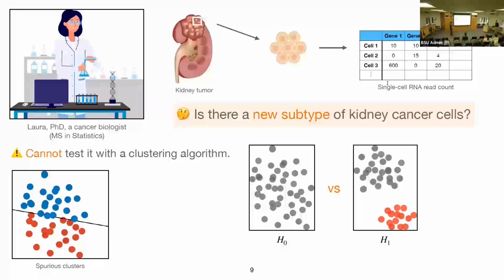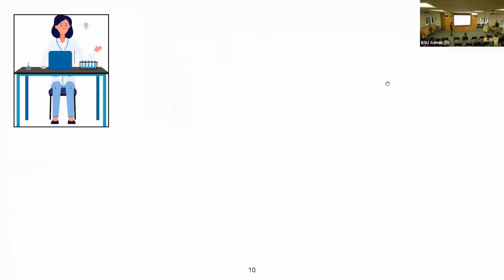Well, apparently you can't test it with a clustering algorithm because it's just unsupervised learning. Even if data come from one single mode, the clustering algorithm would also tend to split it into spurious clusters. So how do we test this hypothesis? Well, here is a concrete proposal.